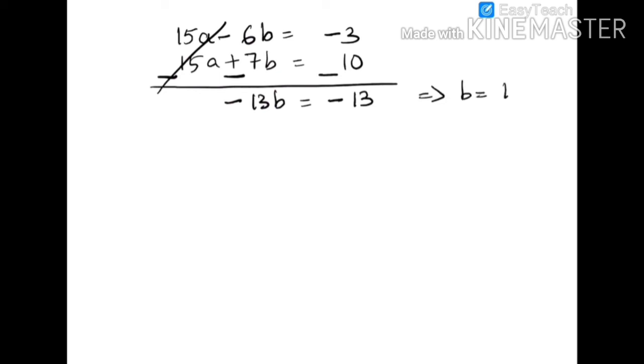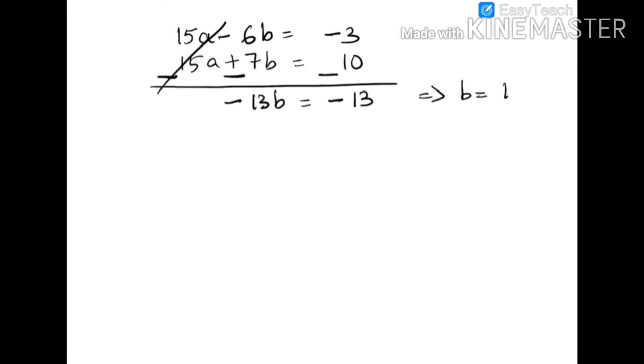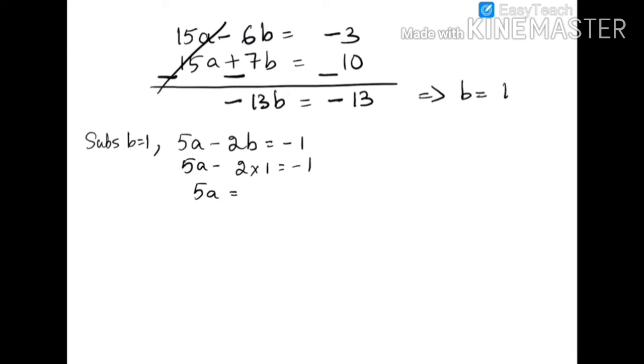Now we will substitute b equal to 1 in equation 1, 5a minus 2b equal to minus 1. So we will get 5a minus 2 times 1 equal to minus 1. So 5a is equal to minus 1 plus 2, which is 1. So a is equal to 1 over 5.